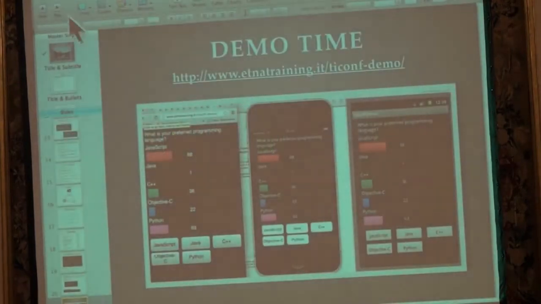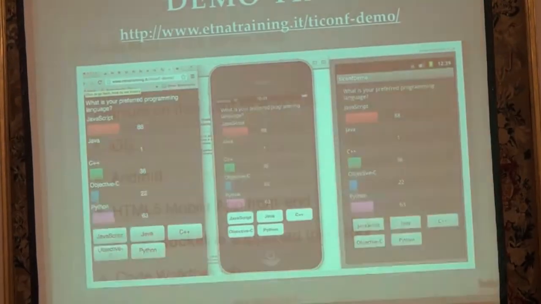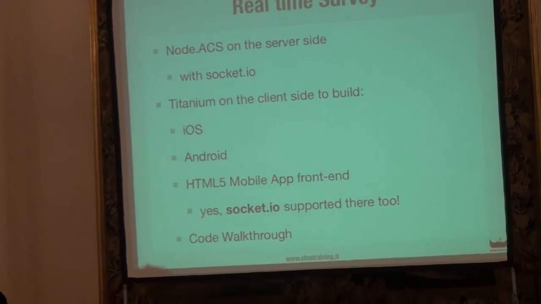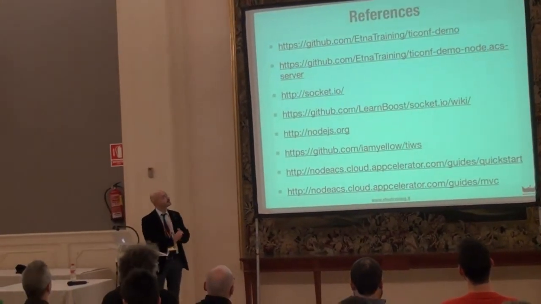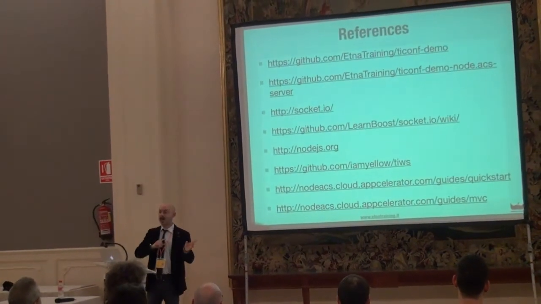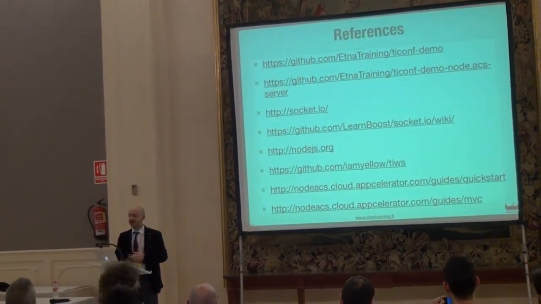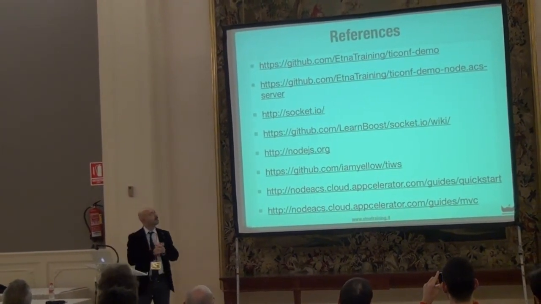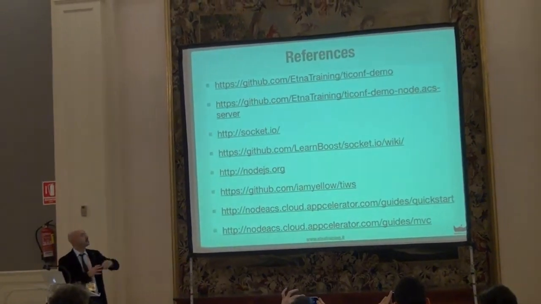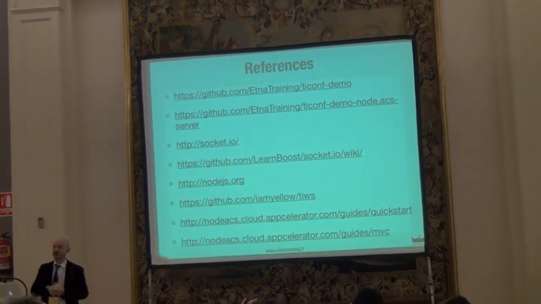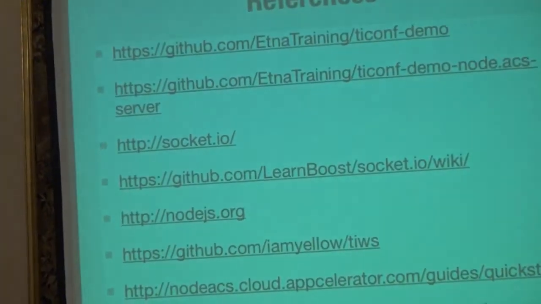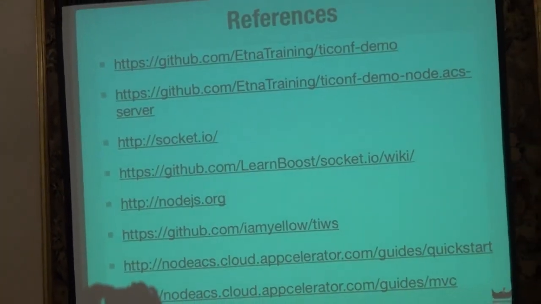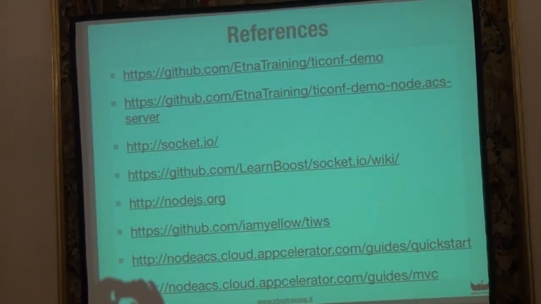Okay, I think I'm done. Murphy was not here today, so I'm happy for that. So here you can find all the references. The source code of both the client and the server can be found on our company GitHub account, and all the references for all the technologies that we talked about today in this presentation are there. So thanks a lot for listening, and I'm available for any questions.